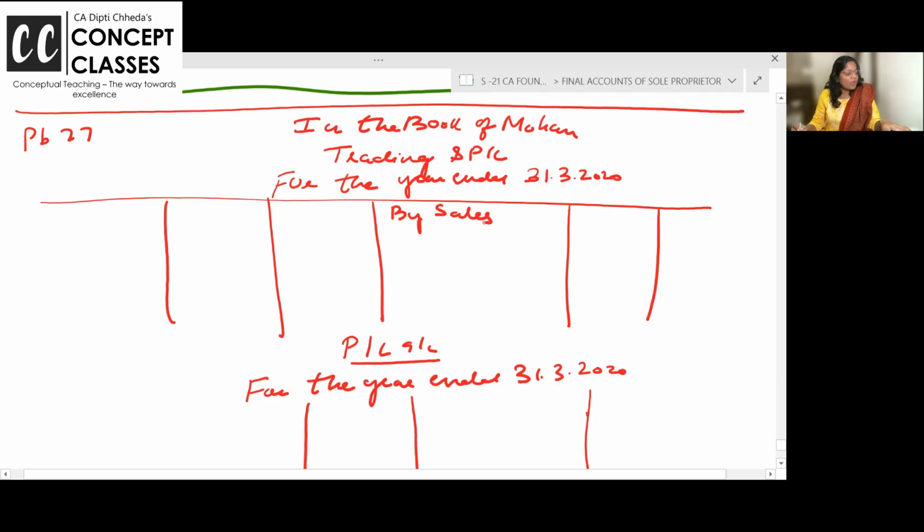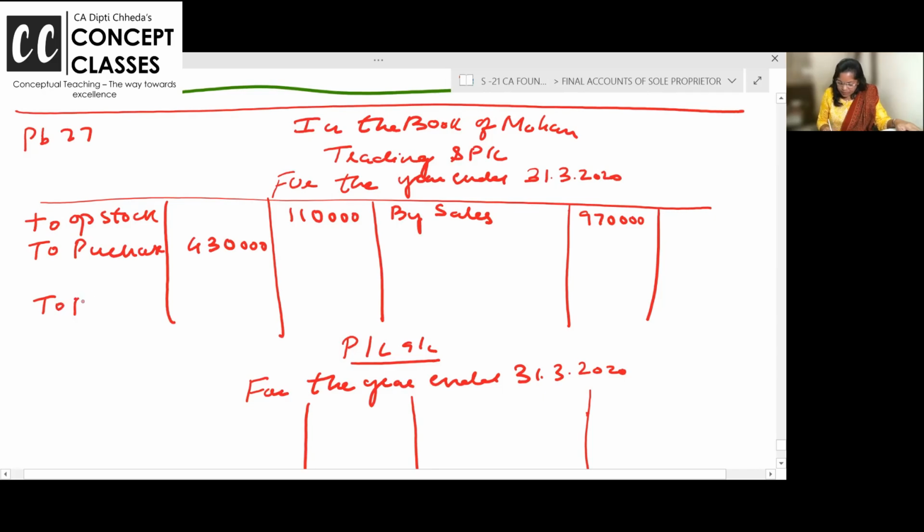Now in sales, look, there is no cash sale or credit sales breakup. Then you can write the sales still in the inner column because there is sales return. Then you have purchase. But all of you know the first item will always be the opening stock and then you have the purchase. So purchase is 4,30,000 and opening inventory is 1,10,000. Freight inward. Freight inward is 40,000.